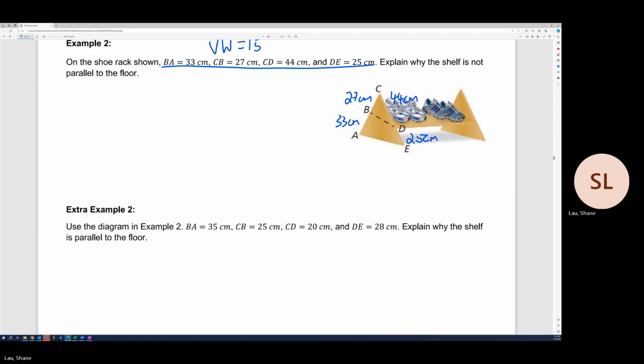Okay. Now, a word that a lot of us may not like is present here. Okay, the word explain. I find a lot of students do not like the word explain, because what that means, we've got to write a sentence, and nobody likes writing in math. But we are trying to explain why the shelf is not, that's a good important word, parallel to the floor. Okay.